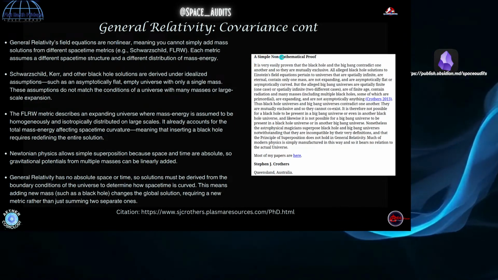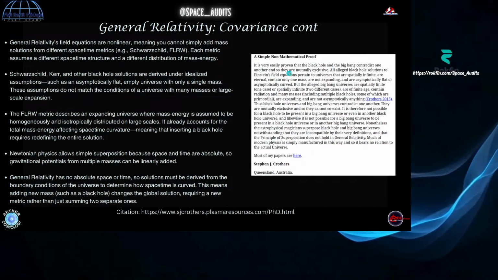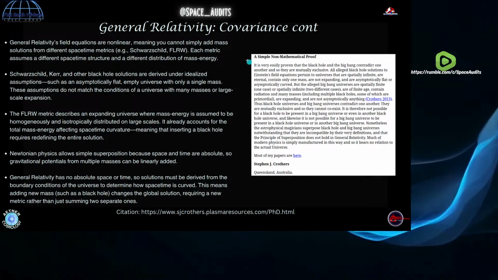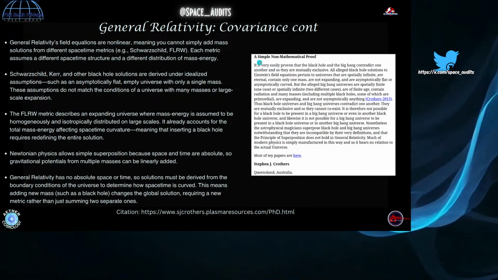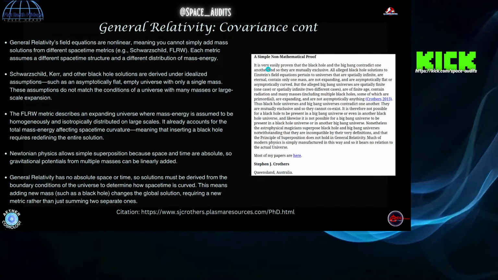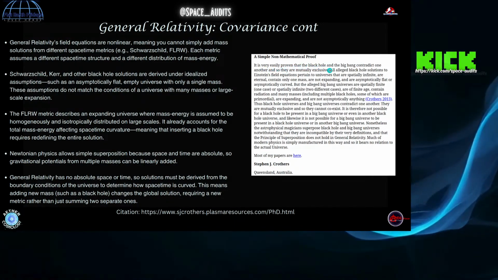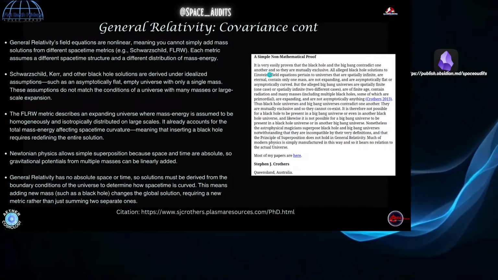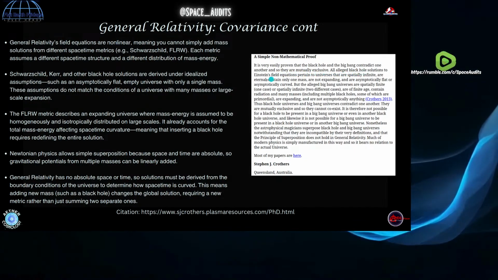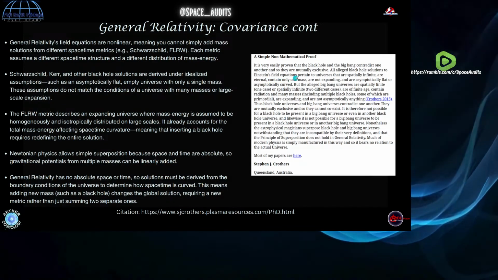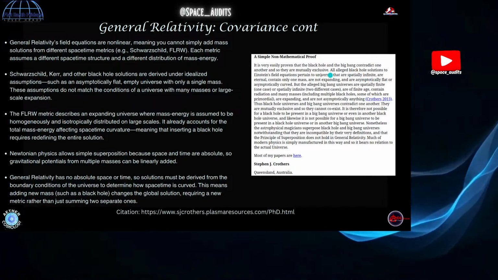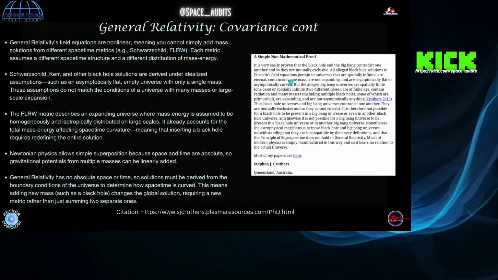It's a non-simple proof that they're wrong about their mathematical theories of covariance and Einstein's field equations. It says it can be easily proven that a black hole and the Big Bang contradict one another, and so they are mutually exclusive. All alleged black hole solutions to Einstein's field equations pertain to universes that are spatially infinite, are eternal, contain only one mass, are not expanding, and are asymptotically flat or asymptotically curved.